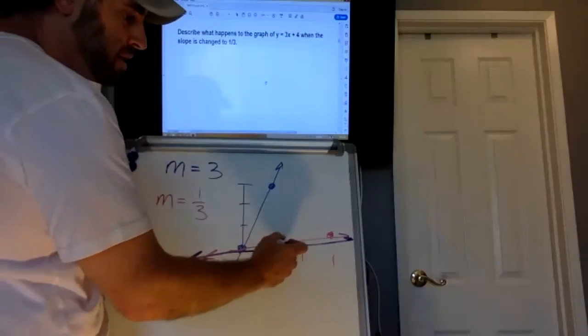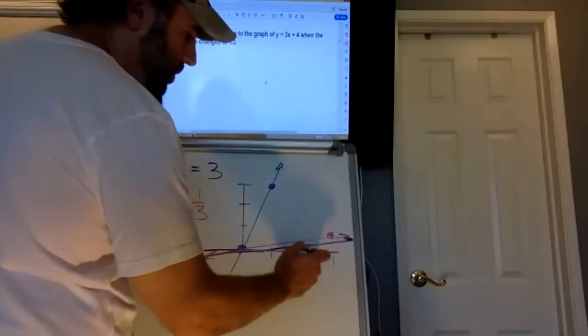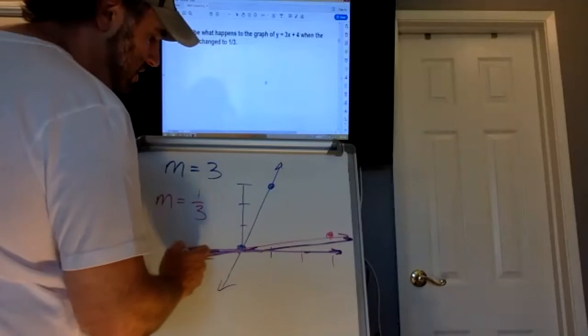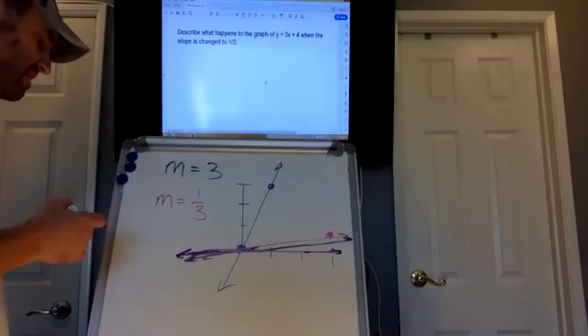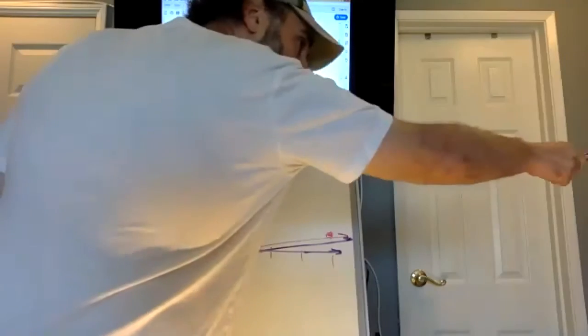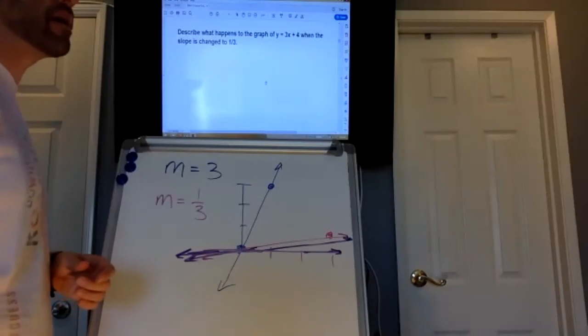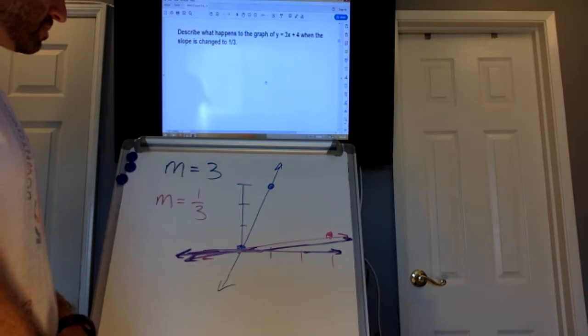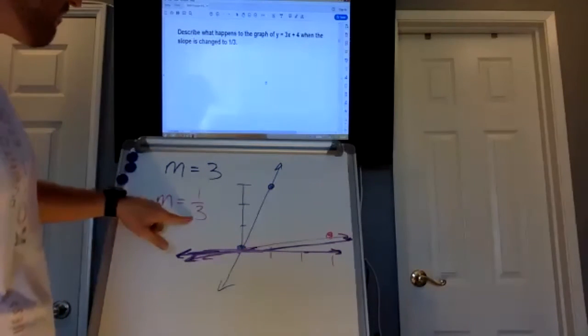And then 1/1,000,000th. It will look like a flat line, but it's not exactly. It's not, because it still went up 1, but it went over so far that it looks like a flat line. The only flat line is once the slope is 0. Keep making that fraction bigger.